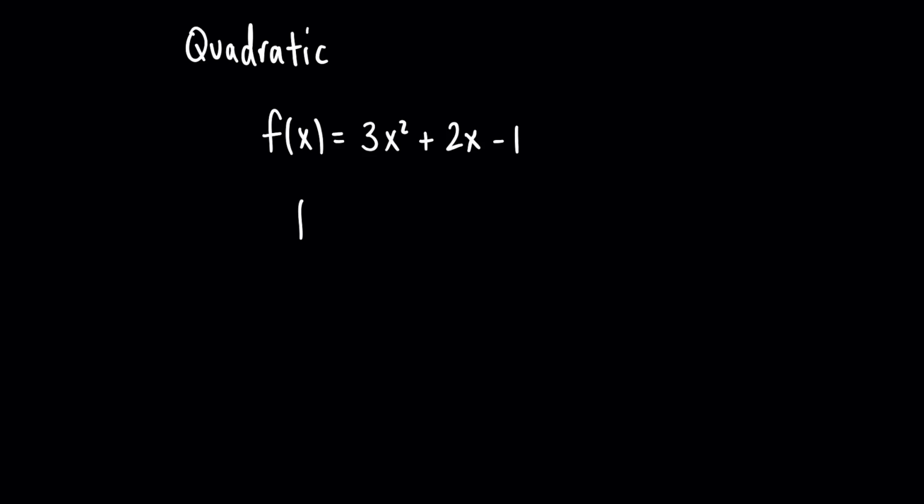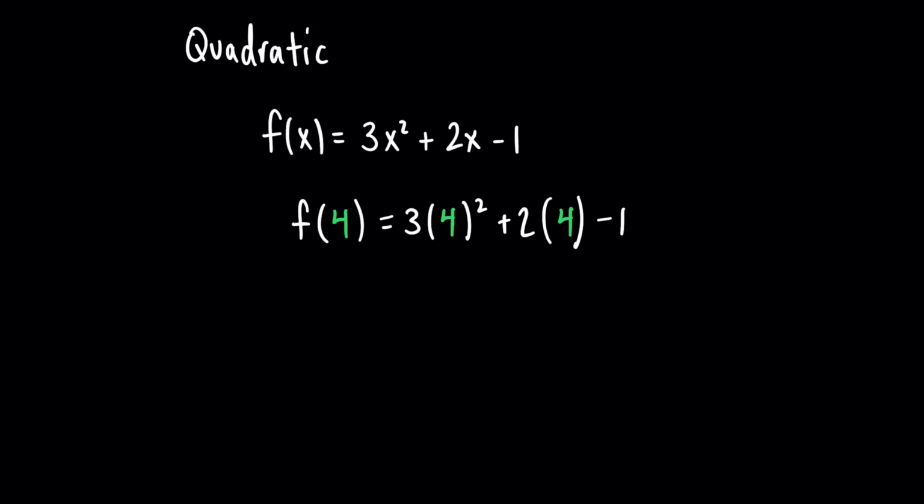Now let's talk about quadratic functions. All right, so let's say f of x is 3x squared plus 2x minus 1, and I want you to evaluate f of 4. Okay, so f of 4 is going to be 3, and then we're going to put in parentheses here, we're going to put our value in there, 4 squared plus 2 times 4 minus 1.